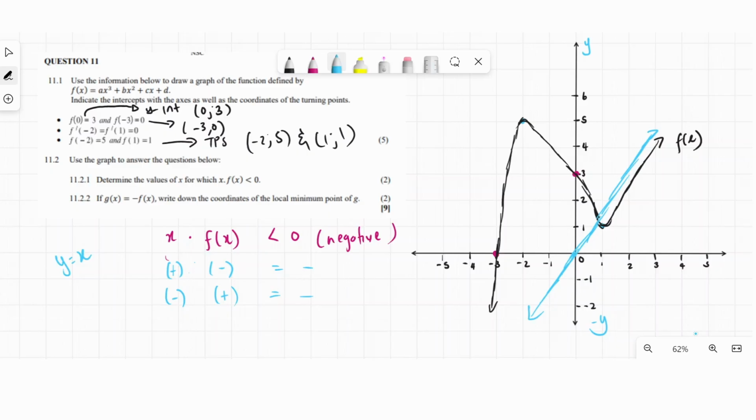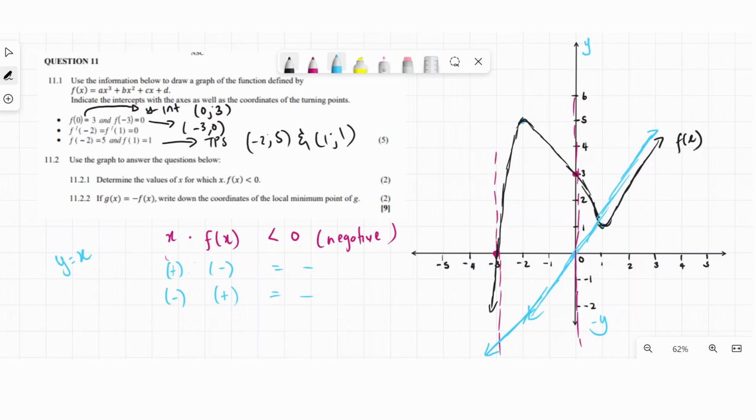Before we do that, we need to find where the graph intercepts, the x-intercept to be specific. I'm going to do it in pink. The first one is at x equals negative 3. And the other one, for the blue one, is x equals 0, right? After finding that, we need to check where the two graphs exist, where one is going to be negative and the other is going to be positive.